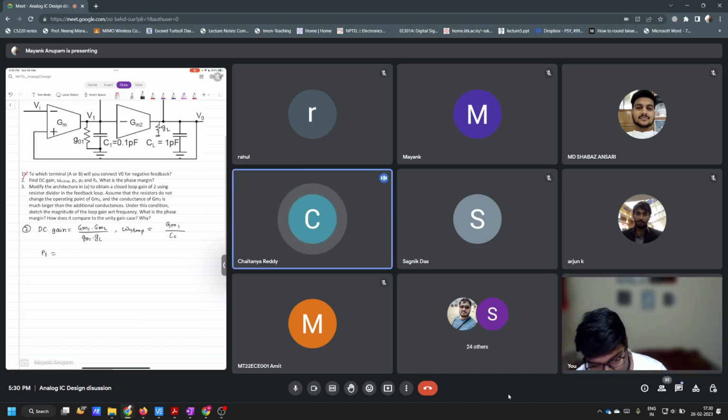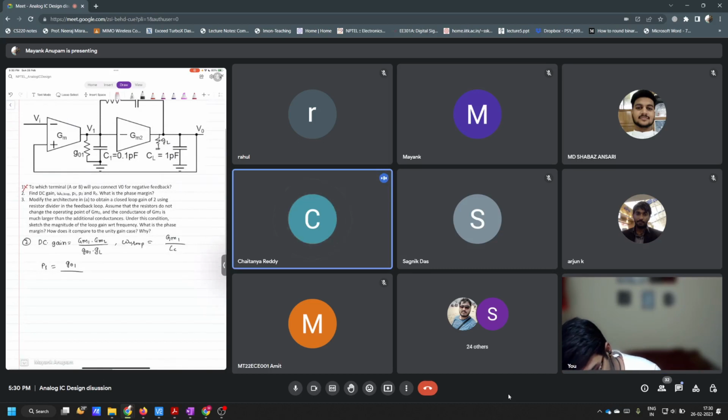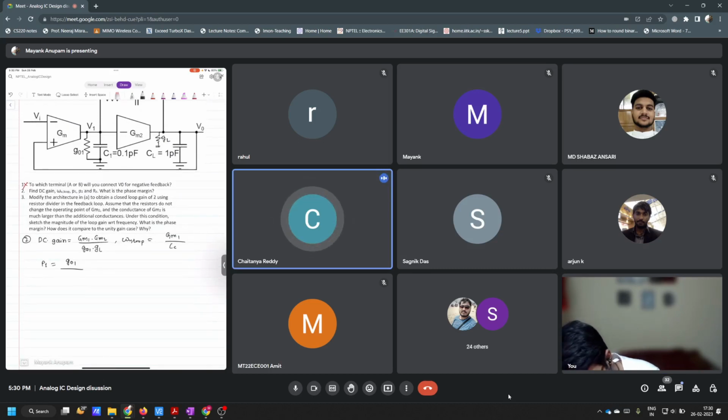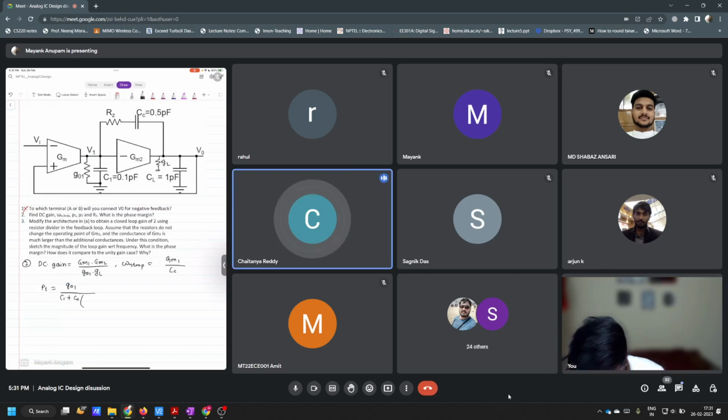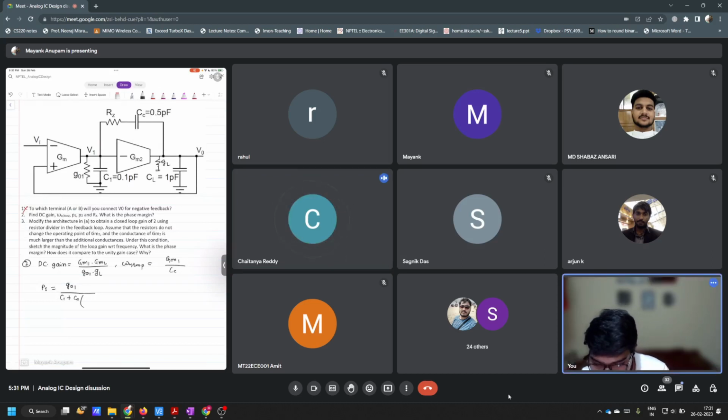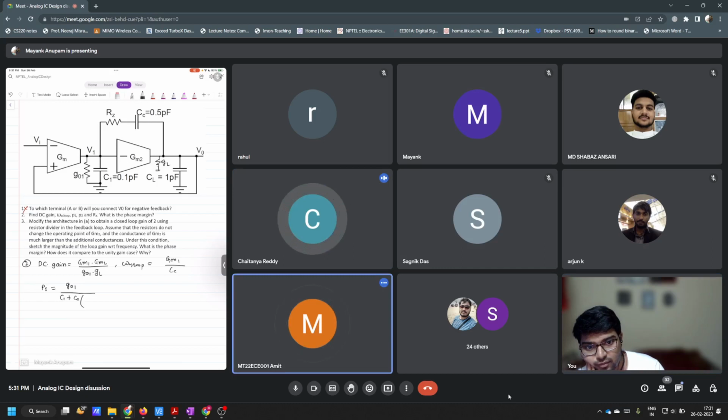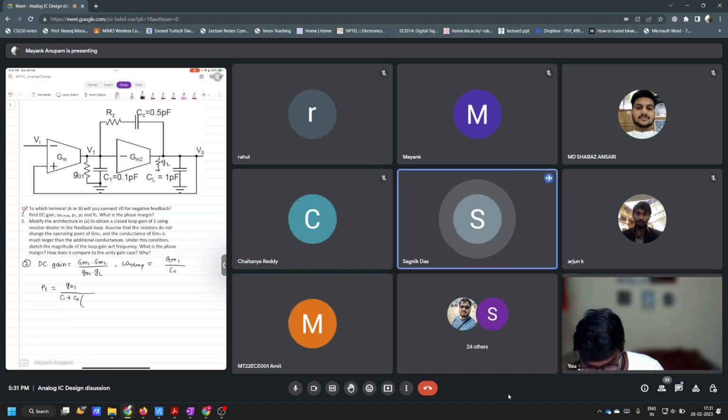What will the pole be? GO1 by C1 plus, this capacitance is there, CC into... This Miller resistance is going to be RC, RZ, yes. Give me 1 plus GM2 by GO2. Sorry, yes, GM2 by GO2.